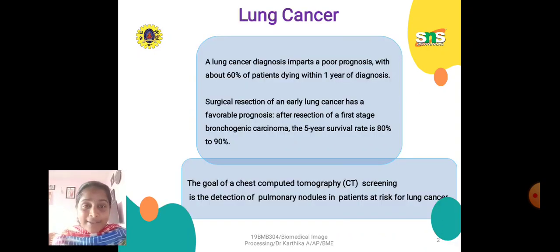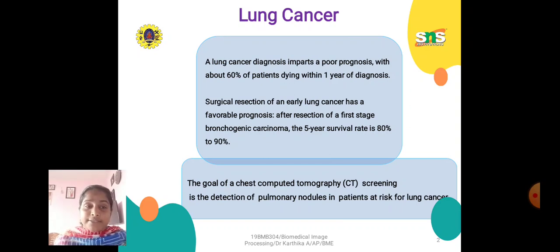A lung cancer diagnosis imparts a poor prognosis, with about 60% of patients dying within 1 year of diagnosis. Surgical resection of an early lung cancer has a favorable prognosis. After resection of a first stage bronchogenic carcinoma, the 5-year survival rate is 80% to 90%.